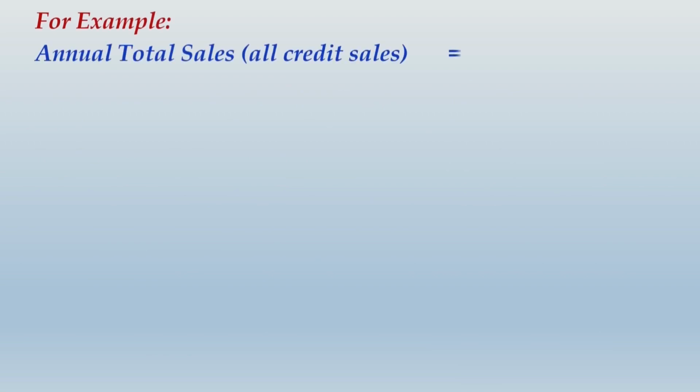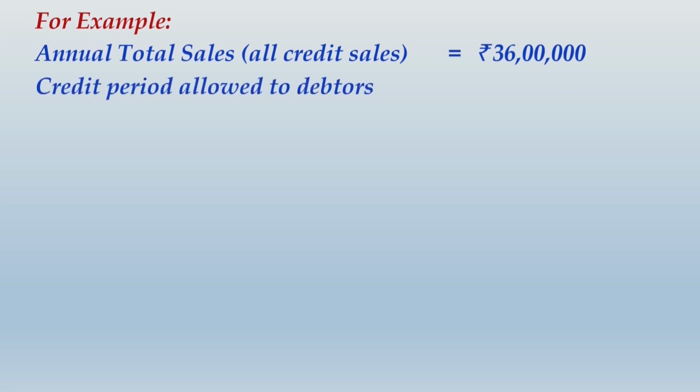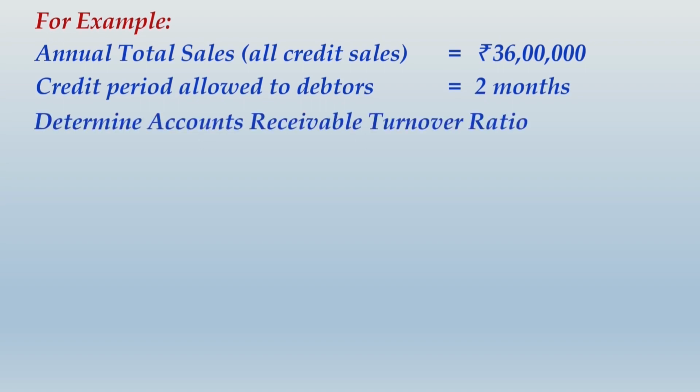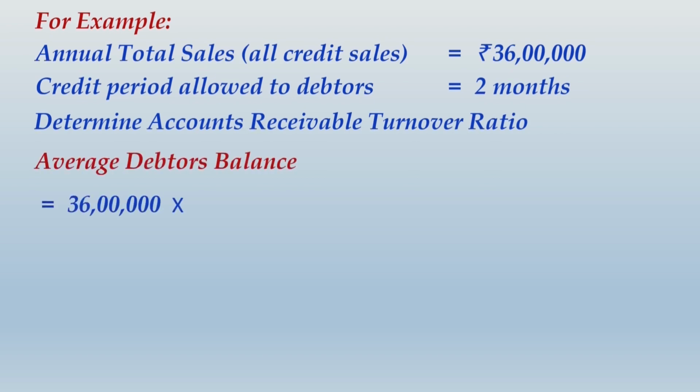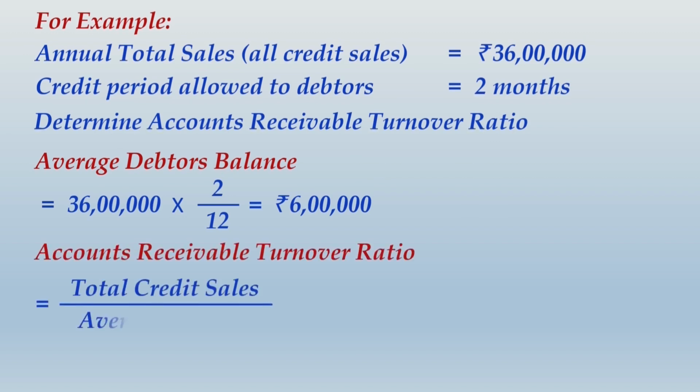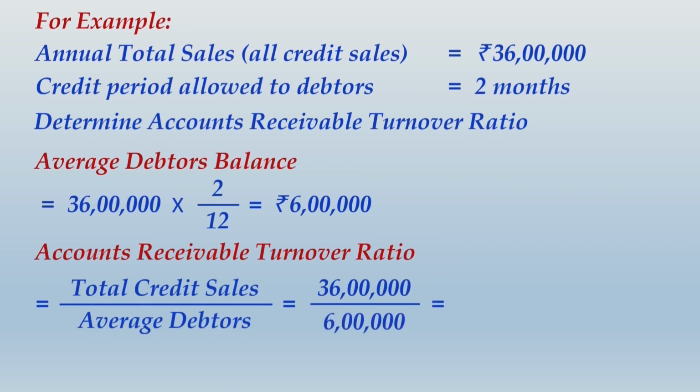For example, total annual sales, that is all credit sales, given as 36 lakhs. Credit period allowed to debtors is 2 months. Determine accounts receivable turnover ratio. So how can you do this? Average debtors balance will be first of all 36 lakhs into 2 by 12, and that comes to rupees 6 lakhs. And accounts receivable turnover ratio will be total credit sales by average balance of debtors plus bills receivable, that will be 36 lakhs divided by 6 lakhs, that will be 6 by 1, or you can also write 6 is to 1, and in the most formal way you can mention that as 6 times.